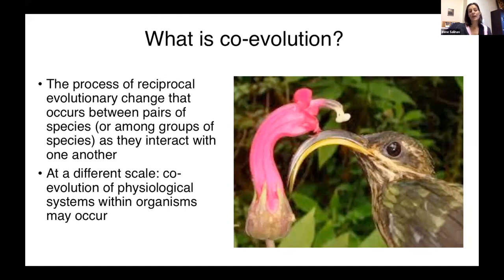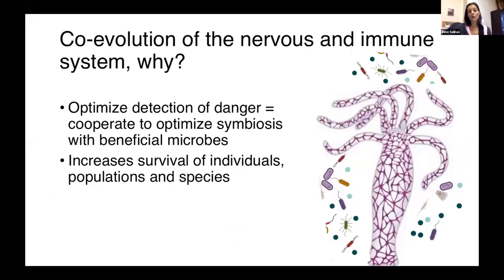And this kind of different scale of coevolution, in this particular case the coevolution between the nervous system and the immune system, we think is really important in the tree of life. So why? Of course, we think that neuroimmune communication is vital for survival of all species, populations, and individuals. And overall, what this communication does is optimization of danger detection, which ultimately is actually the same thing as cooperating with, living in symbiosis with, bugs and microbes that are beneficial to the host.